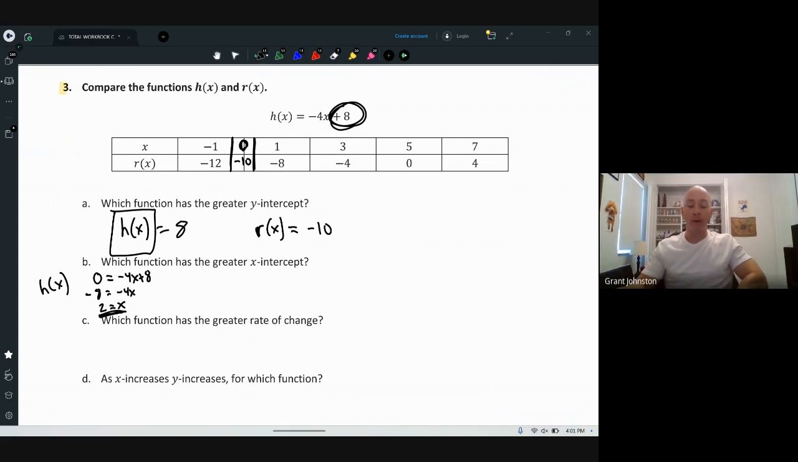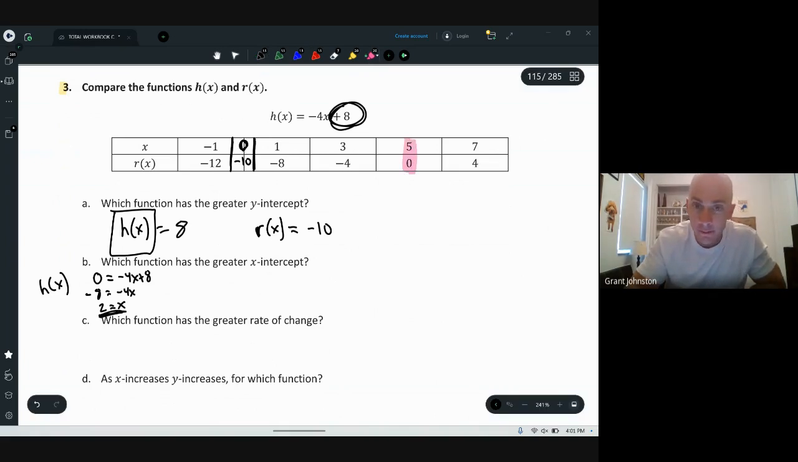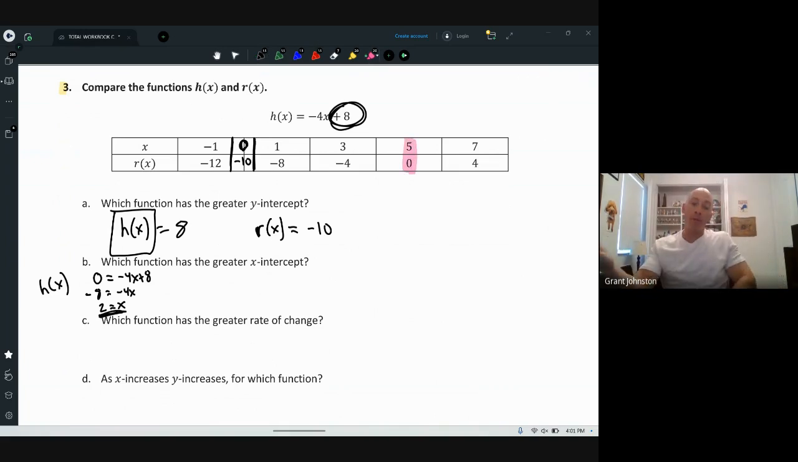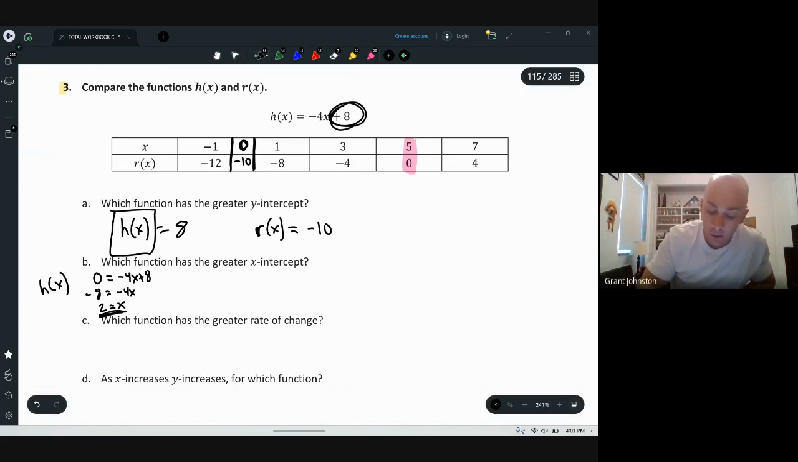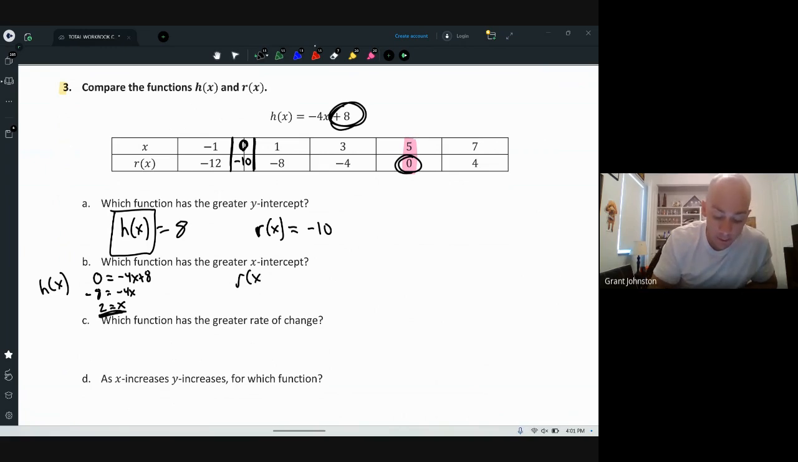Now for r of x, you can see it. It's here. Remember, the x-intercept is when y is 0. Y is 0 right here. So the x-intercept is 5. So for r of x, the x-intercept is 5. So which one has the greatest? R of x.